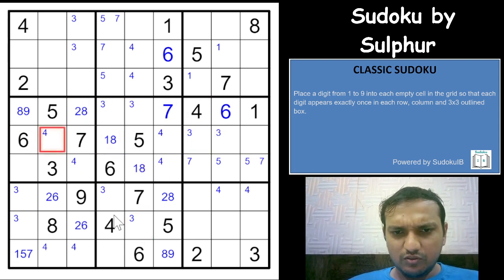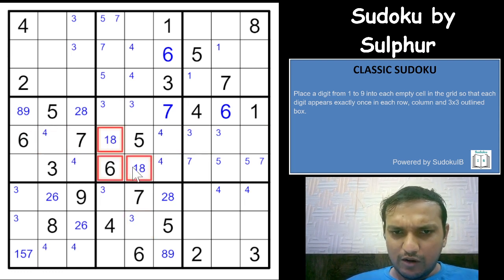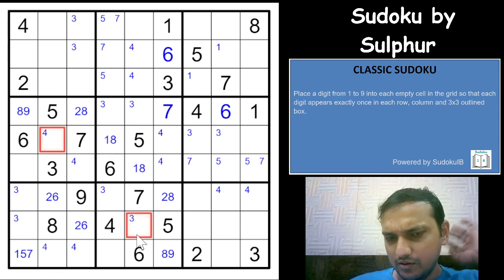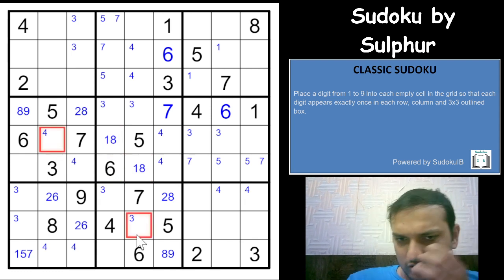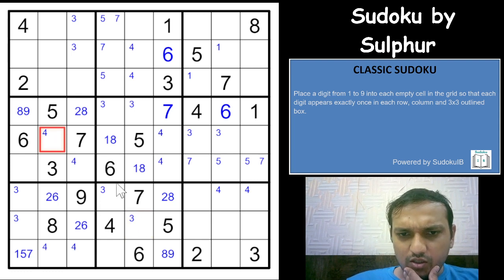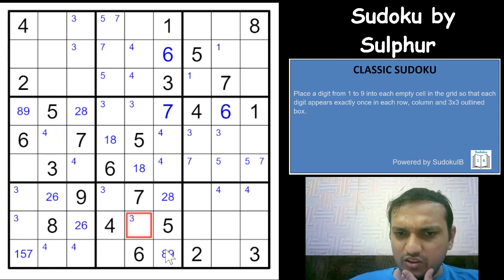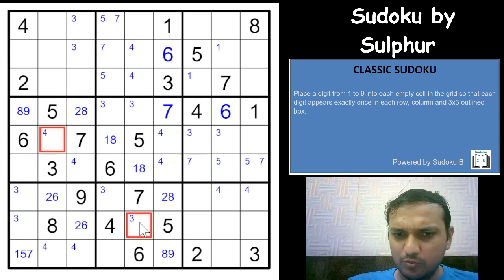What happens if this is a 4 and this is a 3? For both row 5 and column 5, one would have to be in these two cells, which means that is not possible. So one of them would have to be a 1. So we are sure that both of these cells cannot be 4 and 3 simultaneously. One of these two cells would have to be a 1.